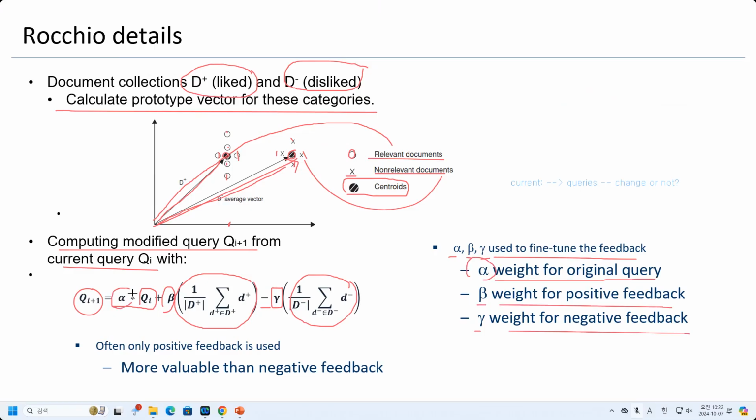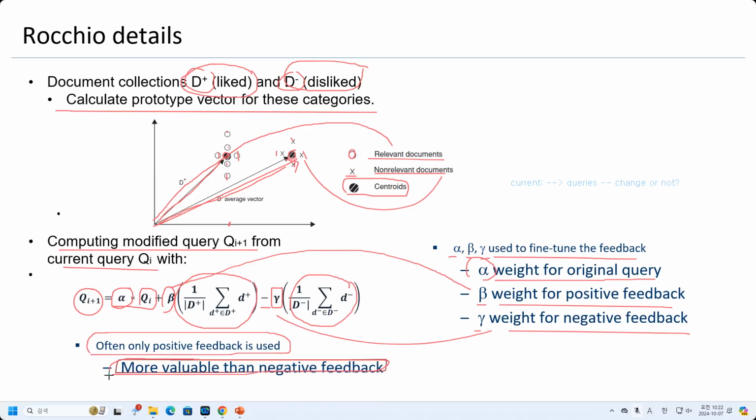So this is the original query. This is for the positive feedback. This is for the negative feedback. D plus is the positive and D minus is the dislike. In many applications, often only positive feedback is used, because positive feedback is considered more valuable than negative feedback.